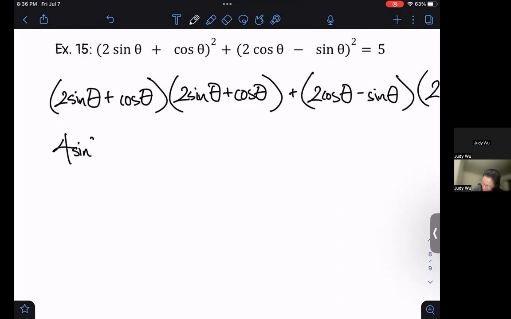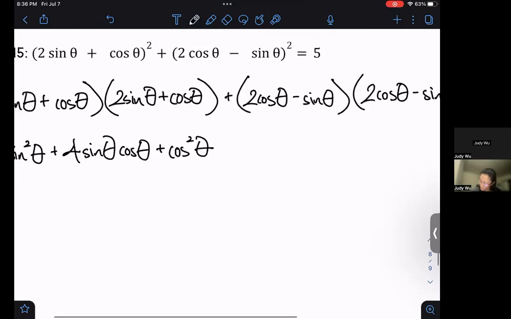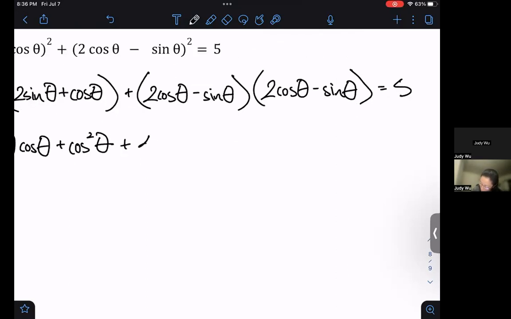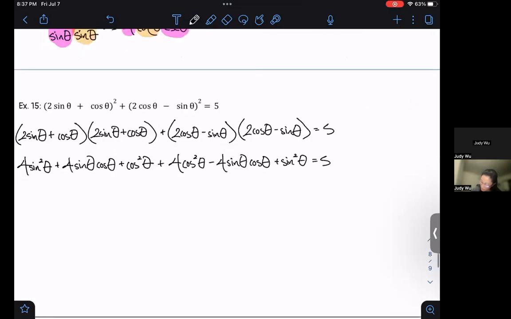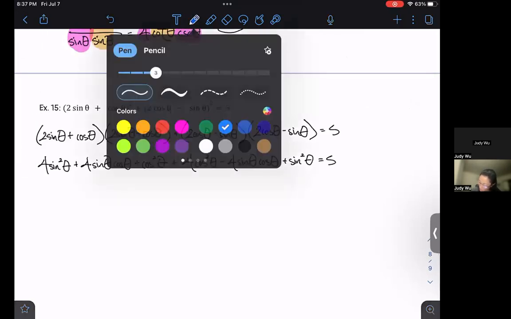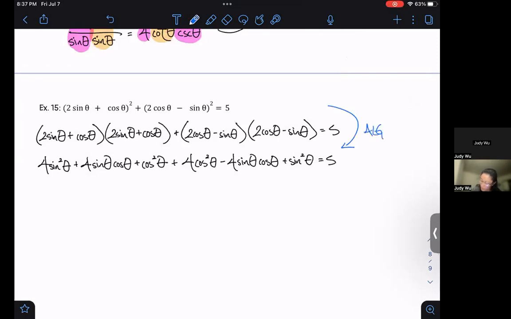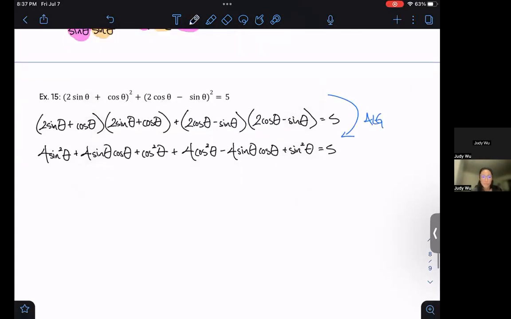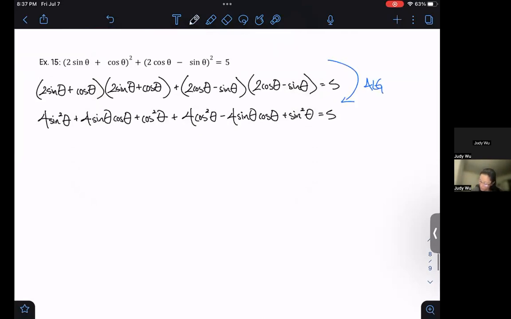4 sine squared theta plus 4 sine theta cosine theta plus cosine squared theta plus 4 cosine squared theta minus 4 sine theta cosine theta plus sine squared theta equals 5. All right, so all we've done so far is a lot of algebra. Now, let's see if anything reduces.